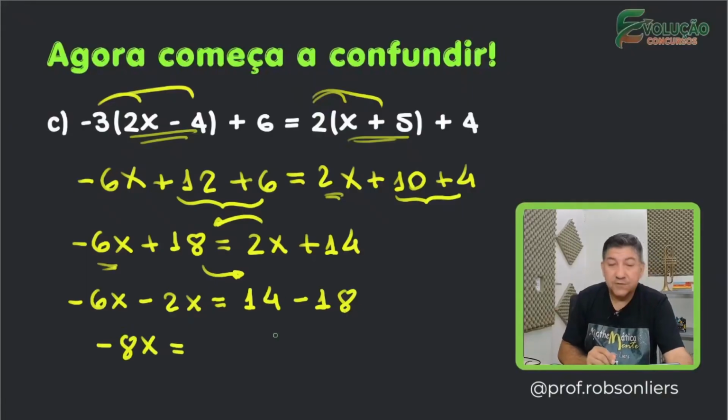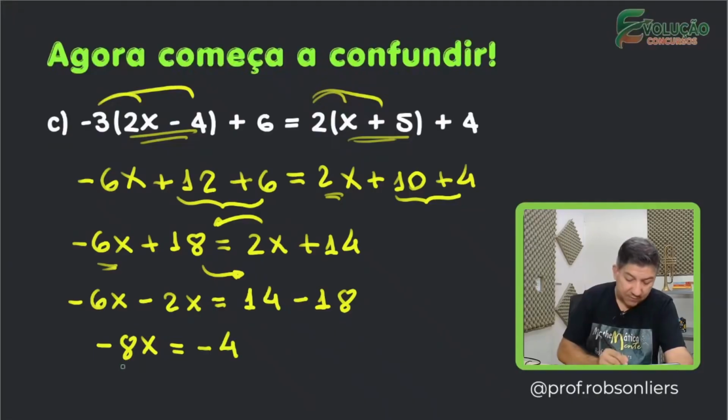Now I have different signs. 14 is positive, 18 is negative. Different signs. We use the sign of the larger absolute value. Notice that 18 is bigger than 14. I'll use its sign, which is negative, and I'll subtract the smaller from the larger. 18 minus 14 is 4, so we have minus 8x equals minus 4.